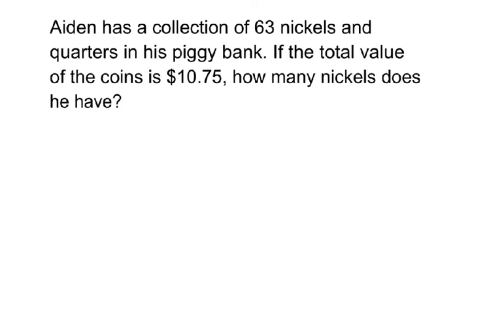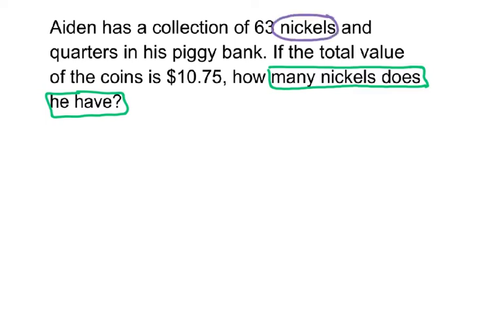Let's look at another example here. Aiden has a collection of 63 nickels and quarters in his piggy bank. If the total value of the coins is $10.75, how many nickels does he have? So again, I'm going to highlight the actual question that it's asking me. So we're focusing on nickels. Now I need to pick out the two items that we're looking at in this problem that are going to help me find my let statements and get my variables. So we're looking for nickels and quarters.